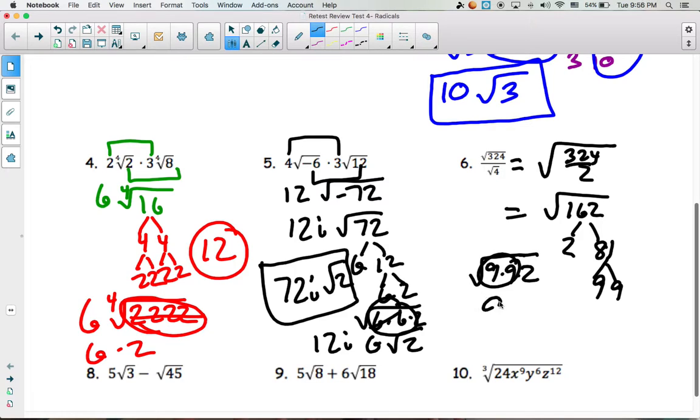And there's two 9s, so 9 will leave, and the 2 stays home. So my simplified form would be 9 square roots of 2.